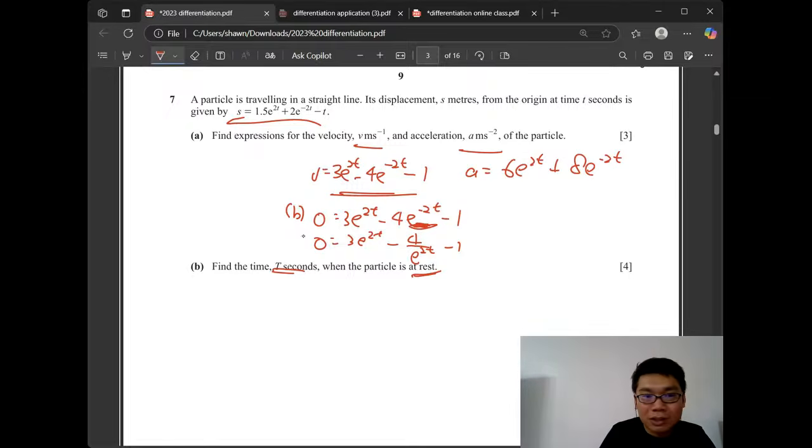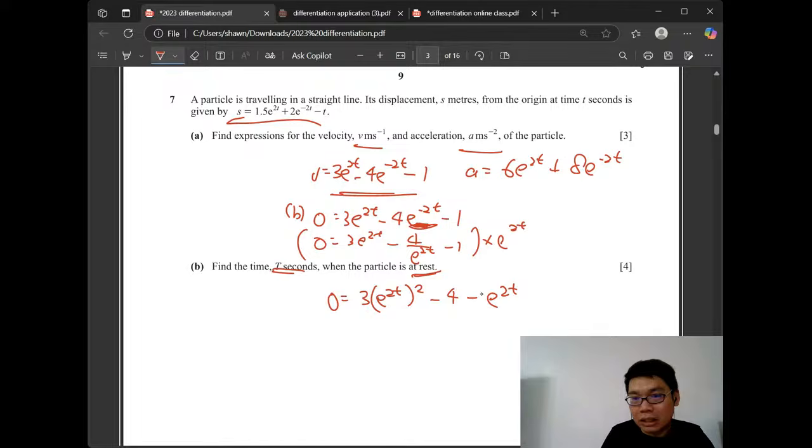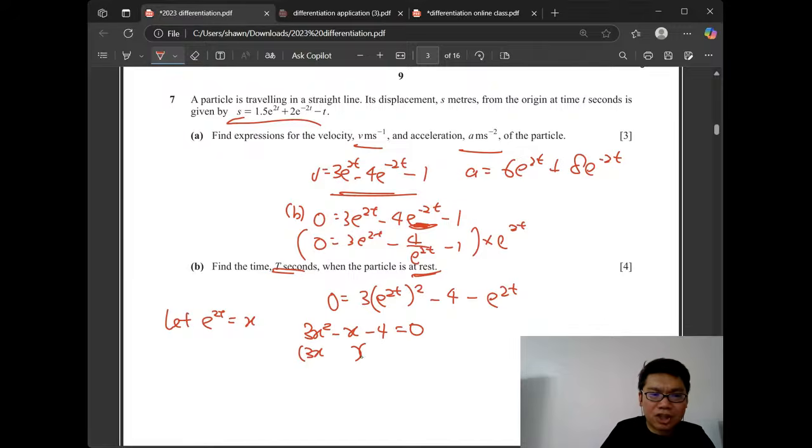And then to solve this, we need to remove the denominator by multiplying everything by e^2t. So this part will be 3(e^2t)^2 minus 4 minus e^2t. So this question is, again, obviously a quadratic situation. Then we can let e^2t equals to x. Then we just solve 3x squared minus x minus 4 equals to 0. So (3x minus 4)(x plus 1).